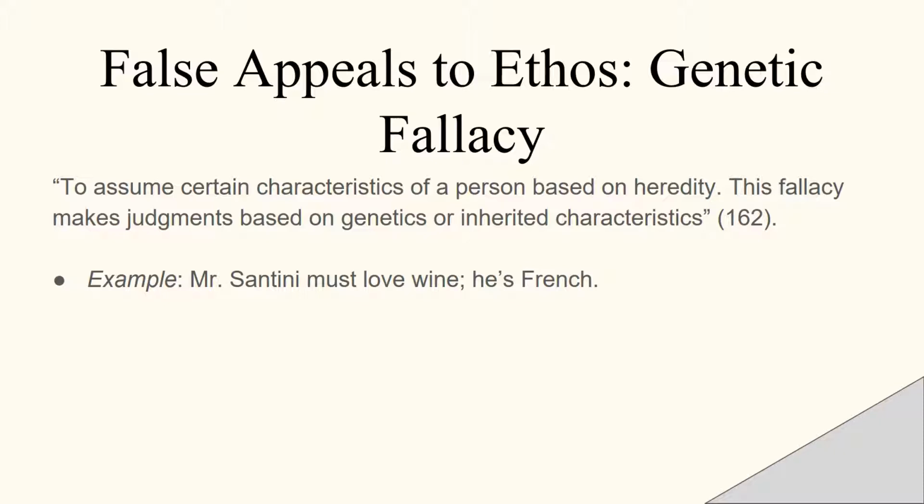The genetic fallacy is a form of stereotyping. It suggests that one can draw conclusions about someone else based on his or her heredity. In the example from the textbook, the writer suggests that Mr. Santini must love wine because he is French. However, the fact that Mr. Santini loves wine would be based on aspects of his personality that don't necessarily relate to his biological makeup or his nationality.